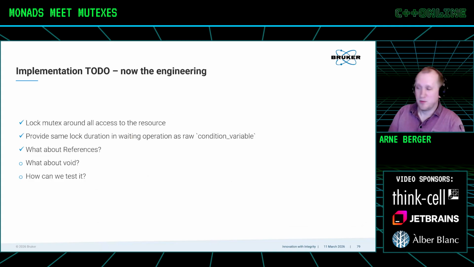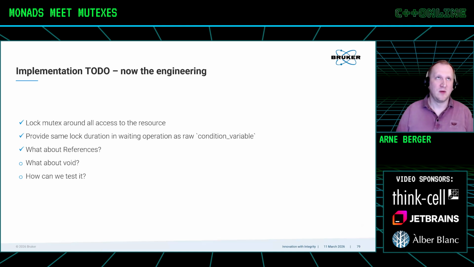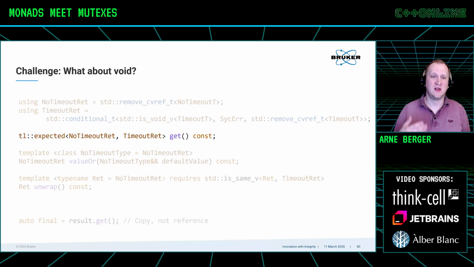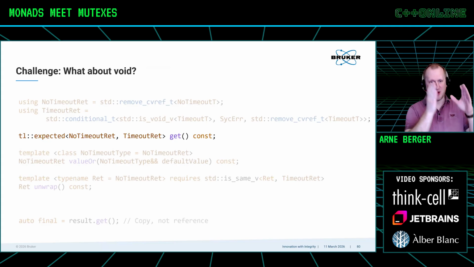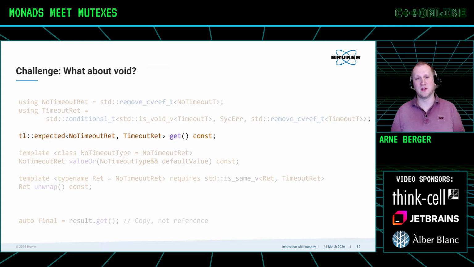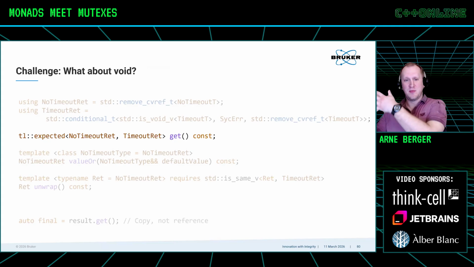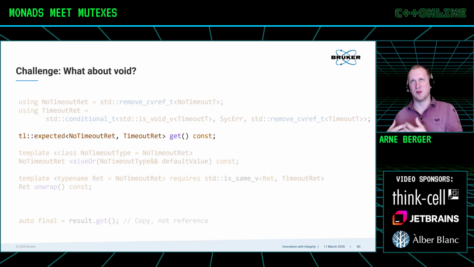The next thing, okay, what about void? There we first need to talk about what the problem with void is. One problem is if we look at this get function here, for example, with the expected, that has the value of the path of the andThen. So if the andThen returns something, it has that value in it. And on the other side, it has the path from the timeout. So if the orElse returns something, it has that in it.